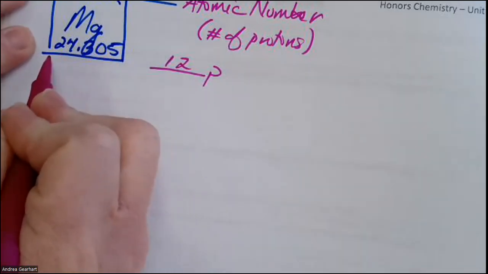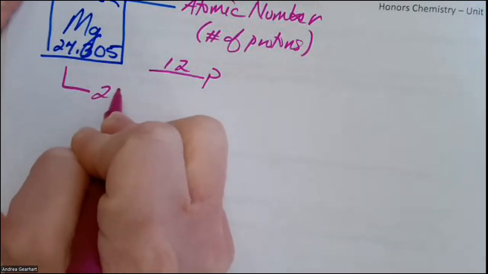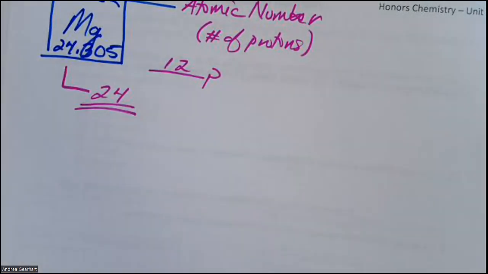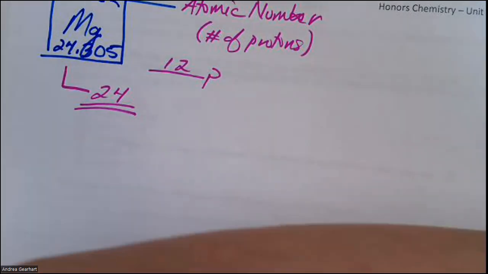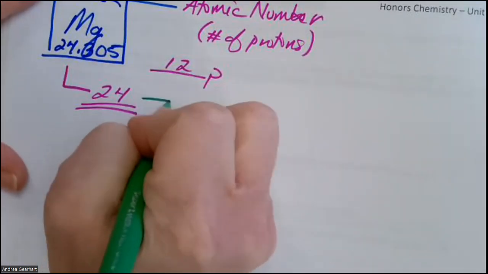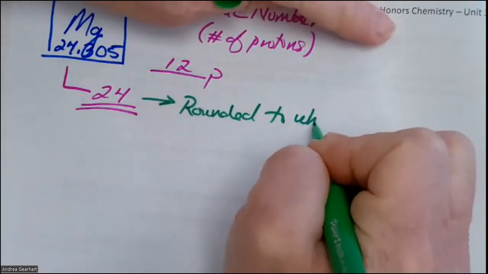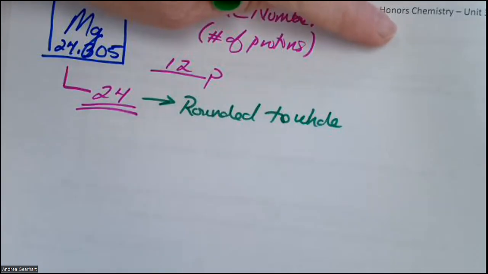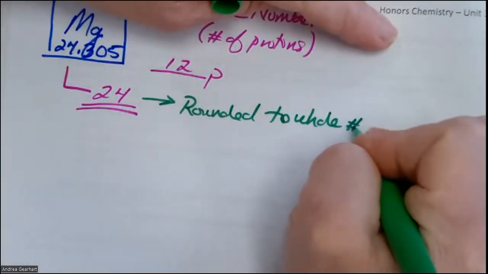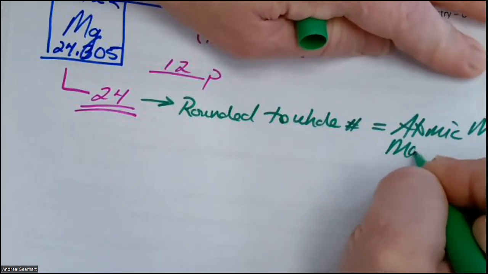The number that has digits after the decimal, rounded to a whole number, so of course 24.305 we would round to 24, that number rounded to a whole number is the mass number or atomic mass. We can use those interchangeably. If you keep it with decimal values, it's not that. To a whole number, then it's called atomic mass or mass number.